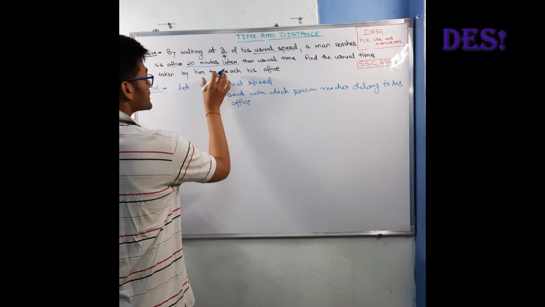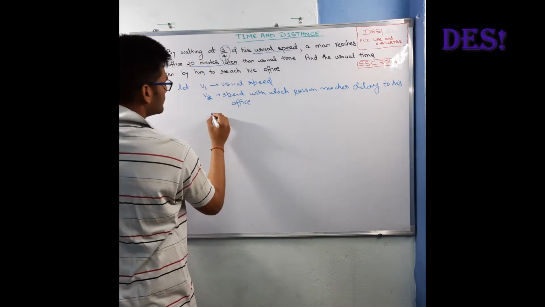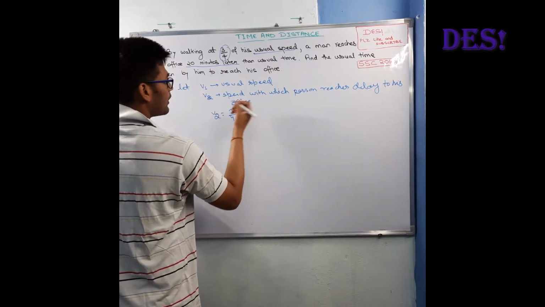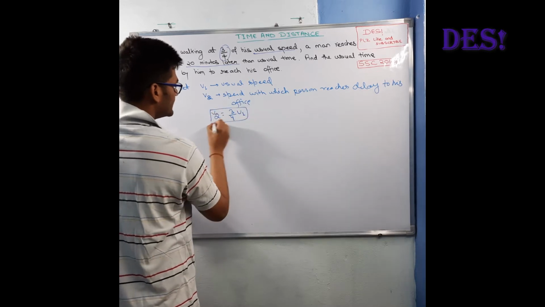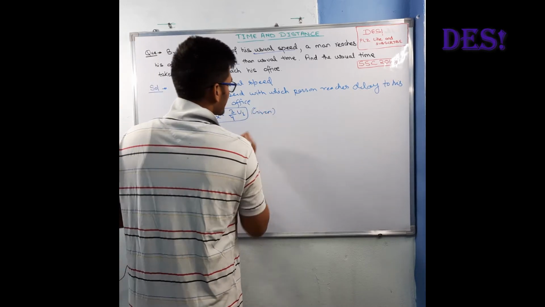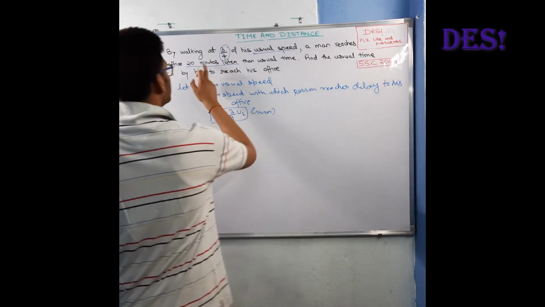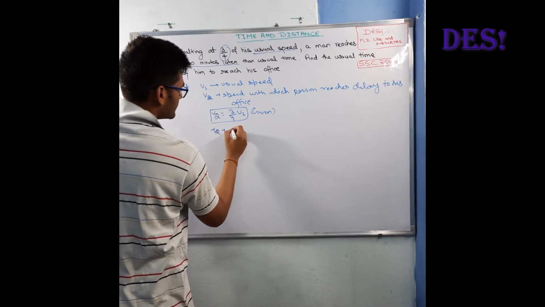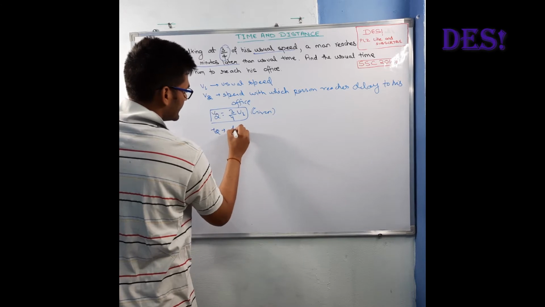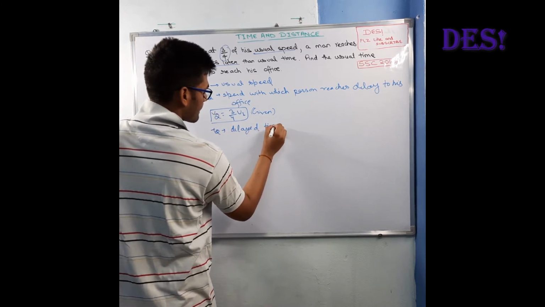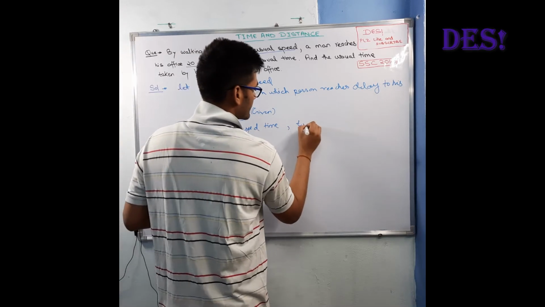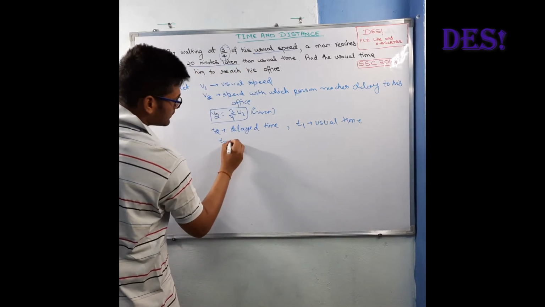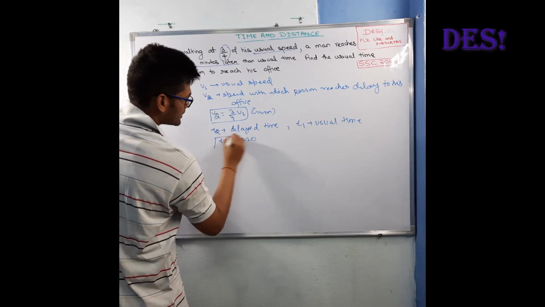Now what does the question say? The question has given that V2, that is the person's speed when he is getting late, is 3 by 4 of his usual speed, which is V1. This is already given. The next thing given is he reaches 20 minutes later. So if T2 is the delayed time and T1 is the usual time, then T2 will be equal to T1 plus 20. This is also given in the question.